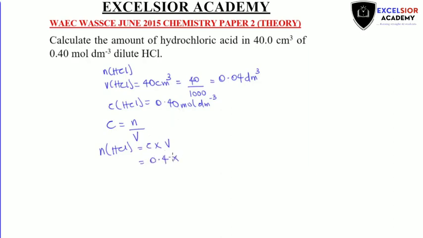Now our concentration is 0.4 times our volume, which is 0.04, and that gives us a value of 0.016 mole. So the amount of hydrochloric acid is 0.016 mole.